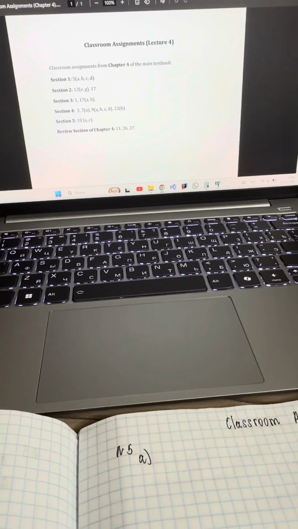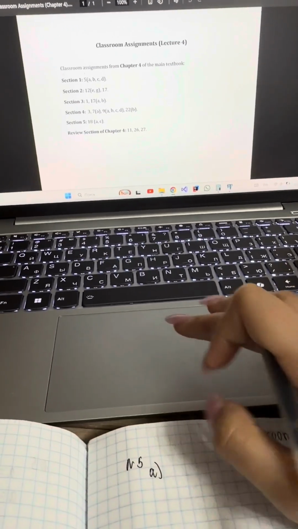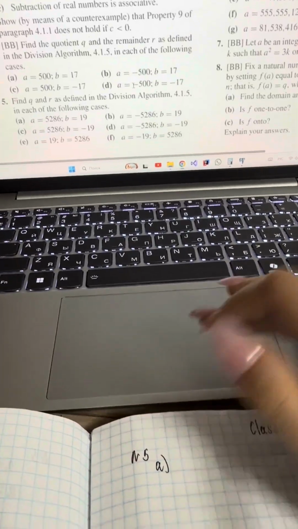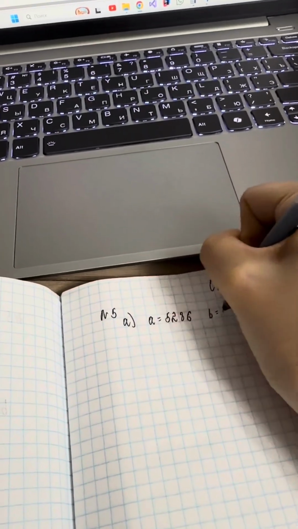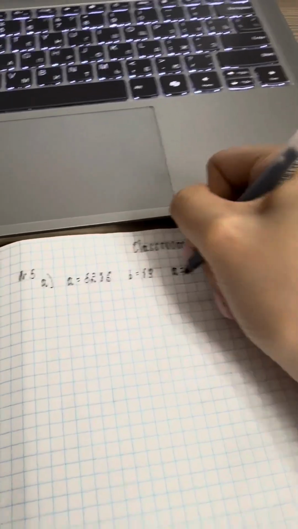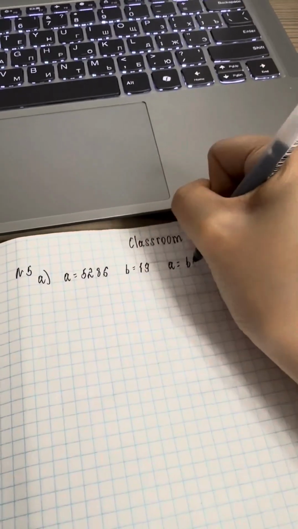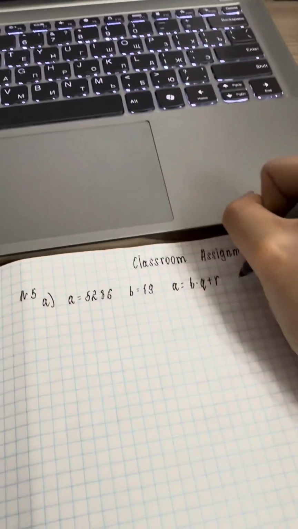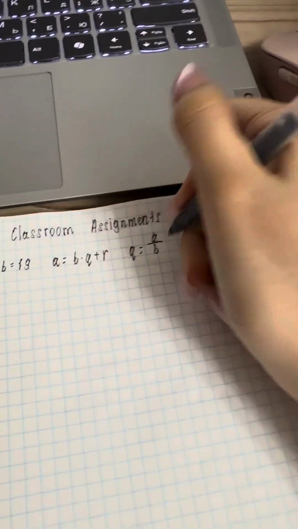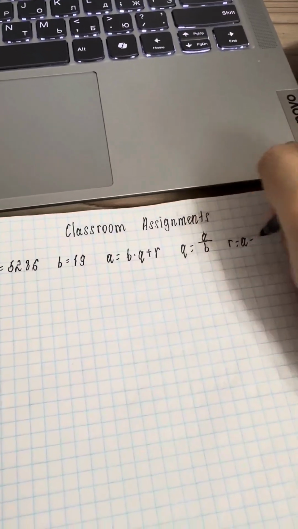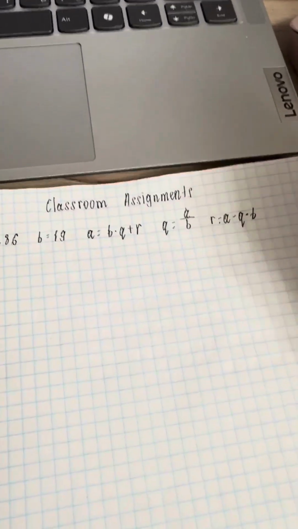Hello, today I solve classroom assignments, and the first exercise is exercise 5, and we need to find Q and R. In A, A is equal to 5,286 and B is 19. And we have two formulas. The A formula is A = B multiplied by Q plus R. The Q formula is A divided by B, and the R formula is A minus Q multiplied by B.